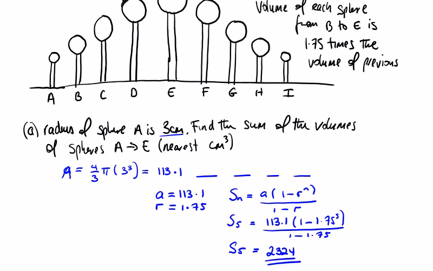If we type them in individually, we're going to get 113.1, 197.93, then just multiply by 1.75 each time, 346.37, just rounding off to 2 decimal places, 606.15, and the last one would be 1060.75. So you could just add all of those together, you should get the same answer.